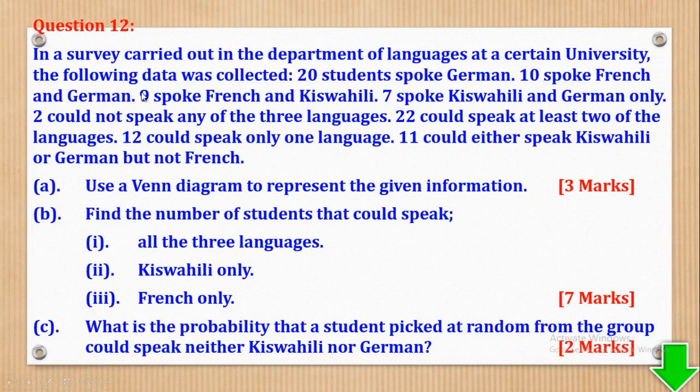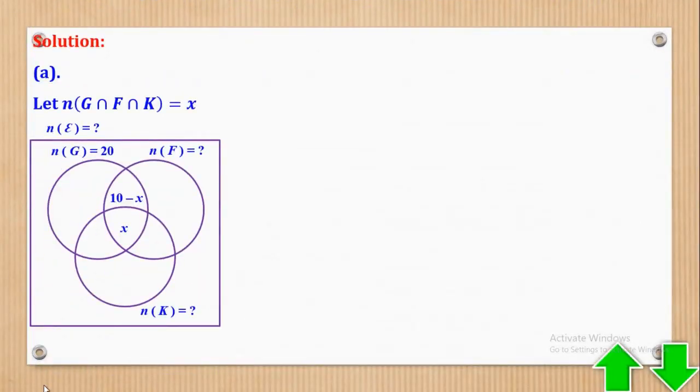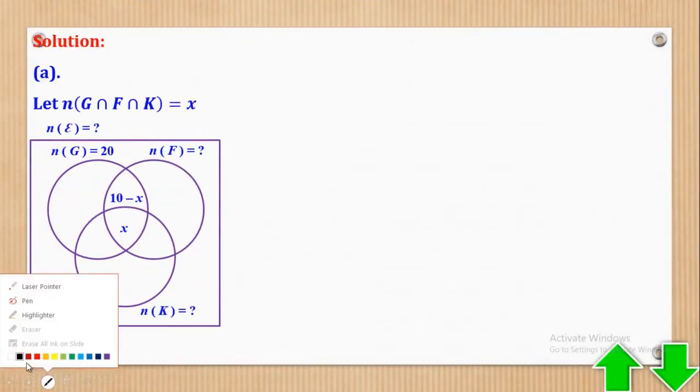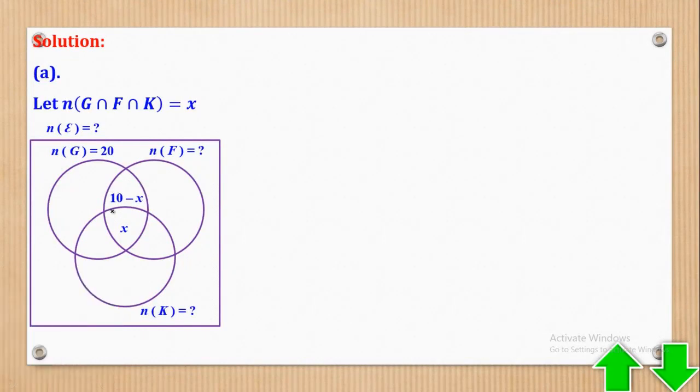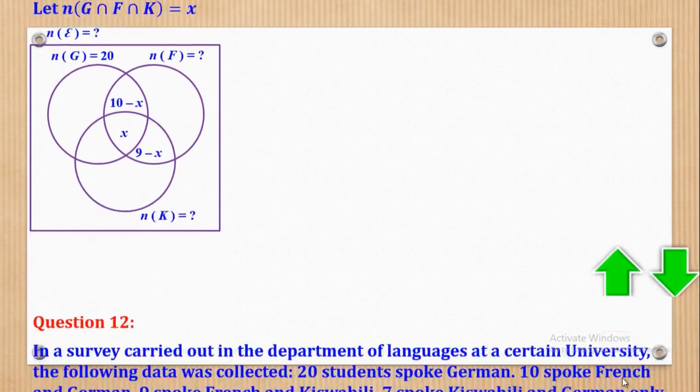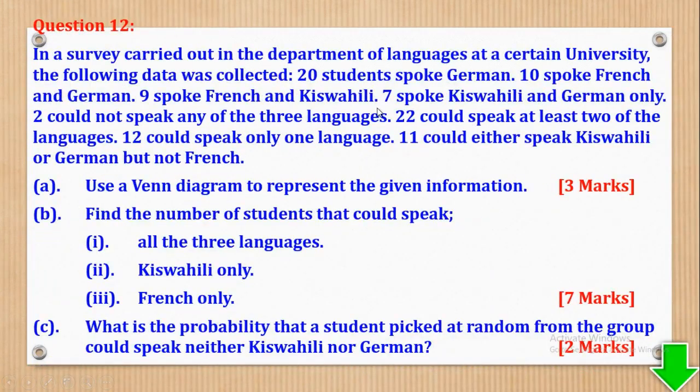Okay, so that is 10. Now let's go to 9. 9 spoke French and Kiswahili. So for French and Kiswahili, the 9 is the whole of this, but we already know that this is X, meaning that the remainder here will be 9 minus X. So you come here and put 9 minus X there.